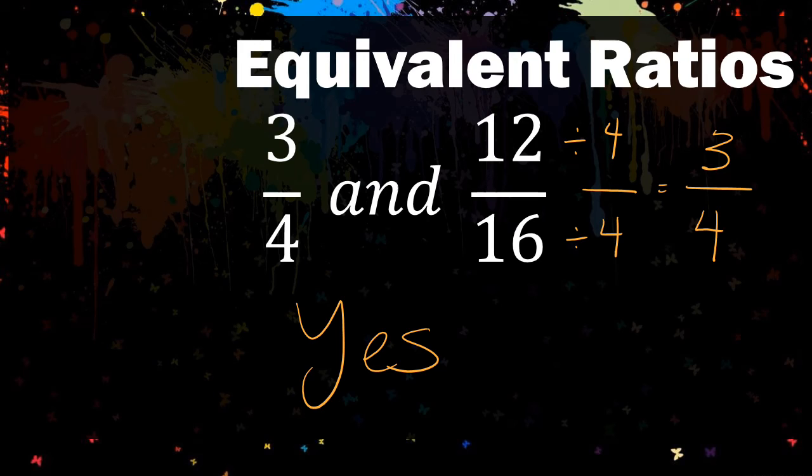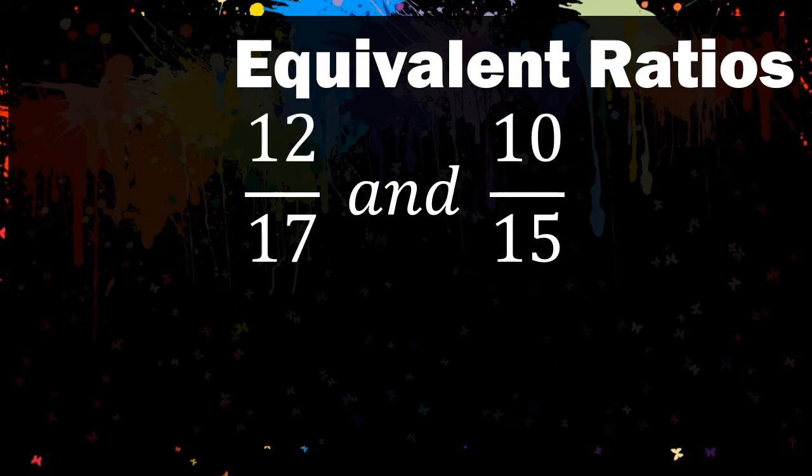So the key for equivalence is simplify. In our second example, we have 12/17 and 10/15. The key here is to try to simplify. 12/17 is already simplified. Let's go ahead and simplify 10/15. We're going to divide the top and the bottom by 5. When we do that, it simplifies to 2/3.